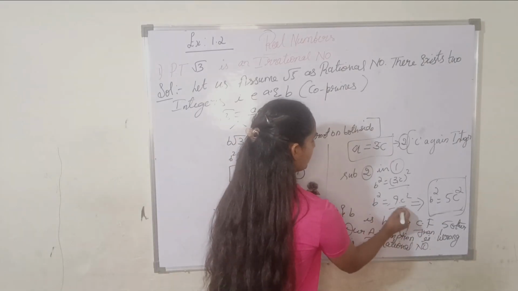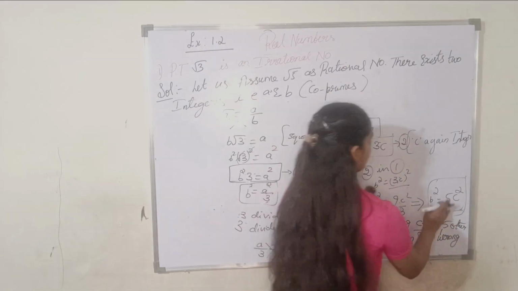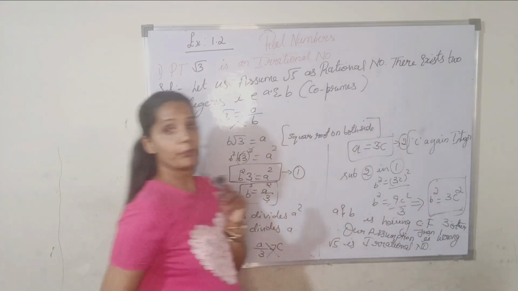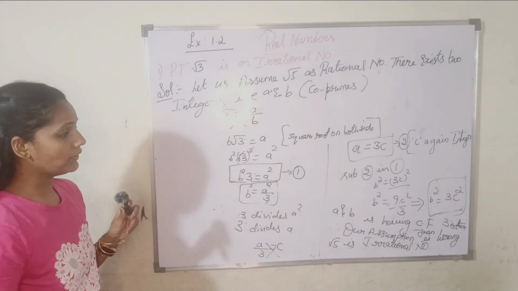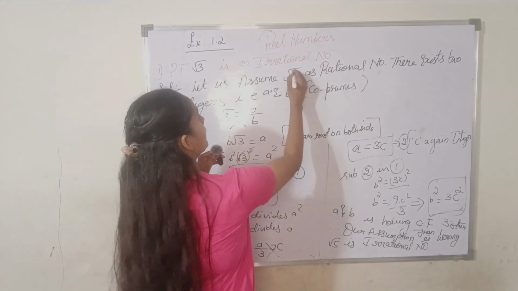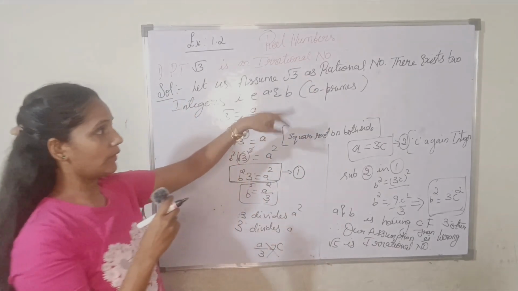Becomes 9. Becomes 3. 3. Then here 3. So what you got finally? See here. Let us assume that root 3 is a rational number.